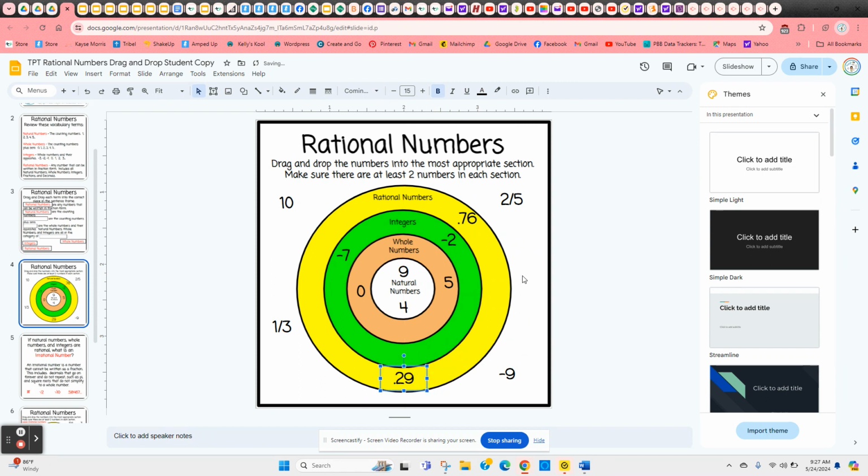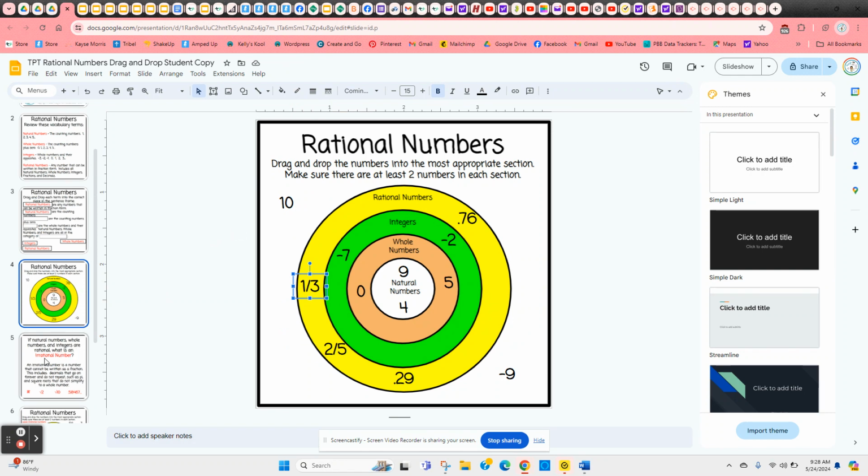And then let's see what we have left over. Now that we've got two in every section, we can just place these. Fraction can only go into the rational numbers section. And here's another fraction, and so on. And then they'll make sure they place all of the numbers.